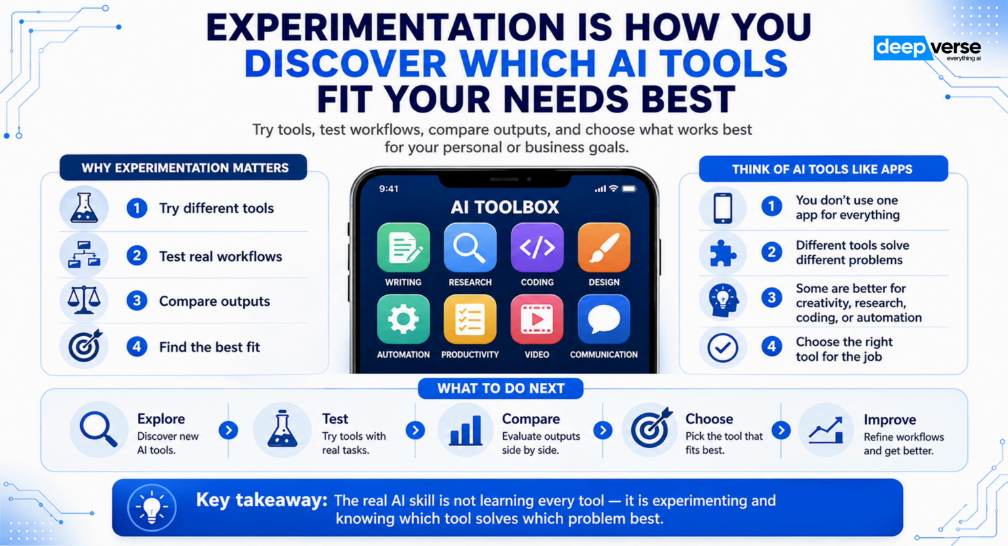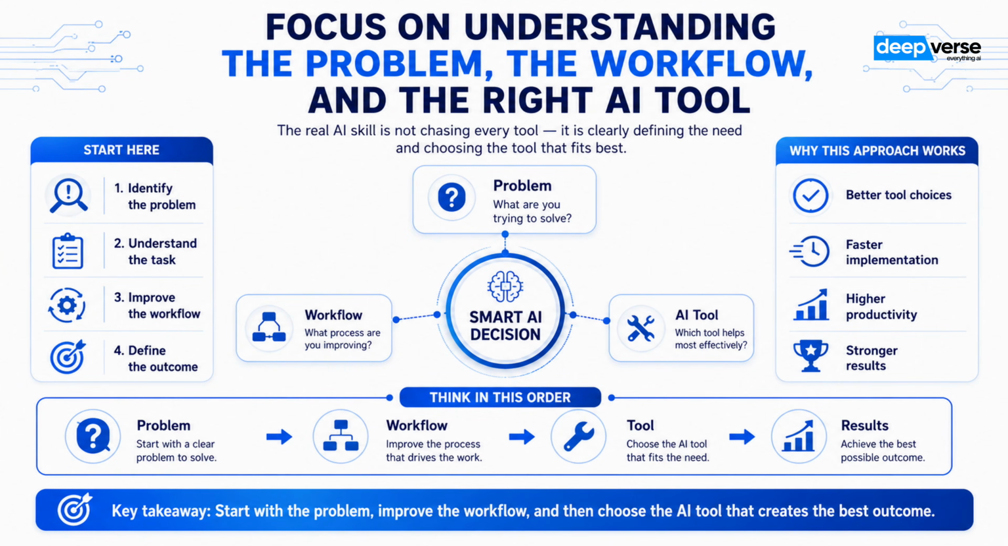Think of AI tools like apps on your phone. You don't use one app for everything. You choose the best app depending on what you want to get done, right? So AI is becoming exactly the same. And over time, you will naturally build your own AI toolkit, a combination of tools that work best for your workflow, creativity, productivity, or business goals. So don't get obsessed with finding the perfect AI tool. Focus on understanding what problem you're solving and what workflow you're actually improving, and which AI tool will help you do that most effectively. Because ultimately, AI is not about the tools themselves, it's about how intelligently we are using them to amplify human potential.